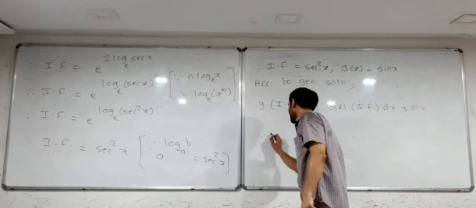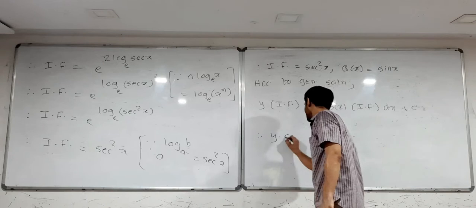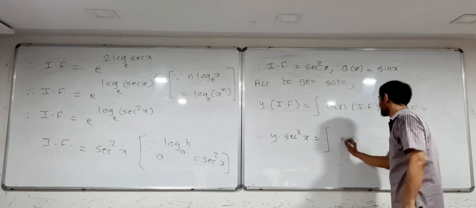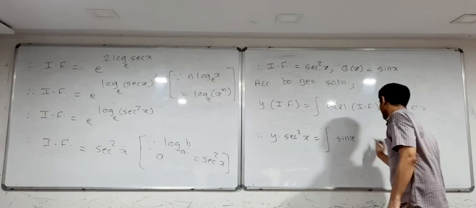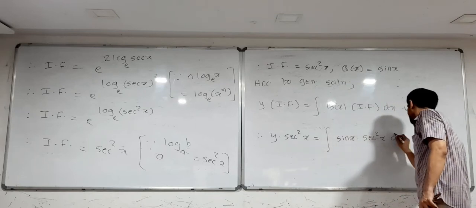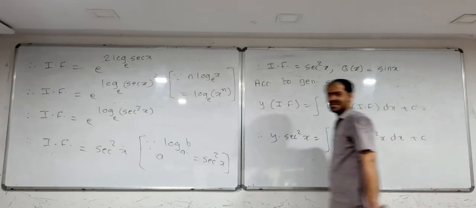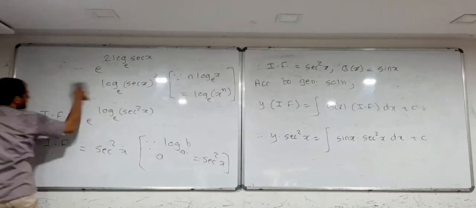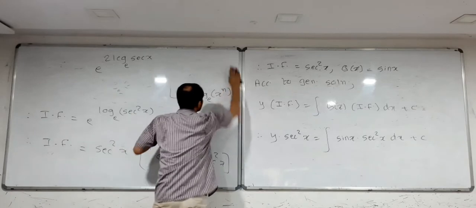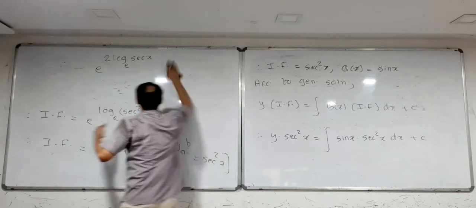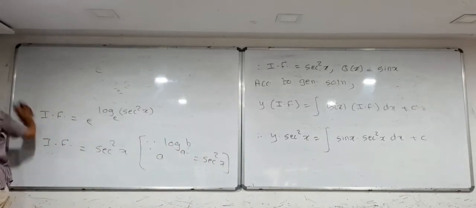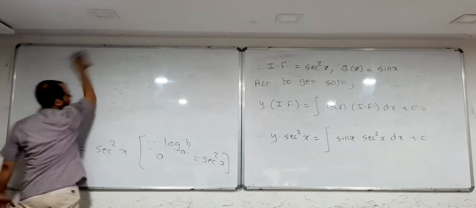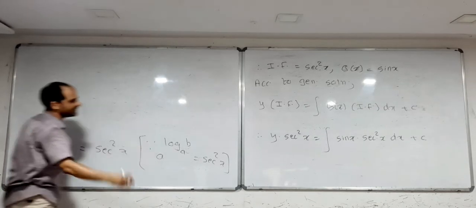Therefore y into integrating factor is y into sec square x is integration of q of x, sin x, into sec square x dx plus c. What is sec square x? 1 upon cos square x. So sin x upon cos square x you can write as 1 upon cos x into sin x upon cos x. So that becomes sec x tan x, and integration of sec x tan x is sec x. So that is the way you will have to do the integration. बहुत easy वाला integration है.